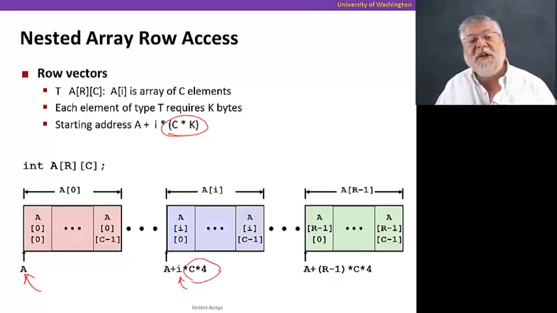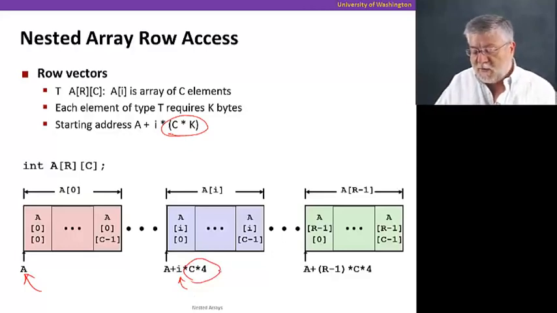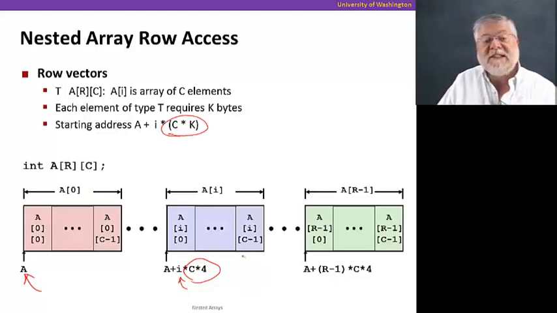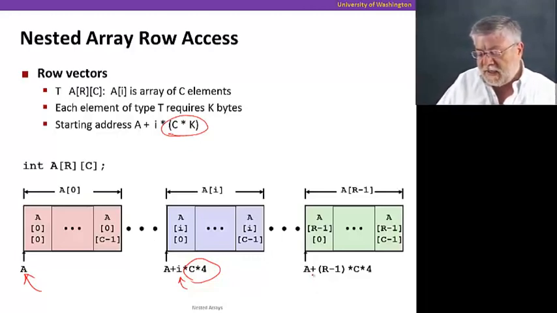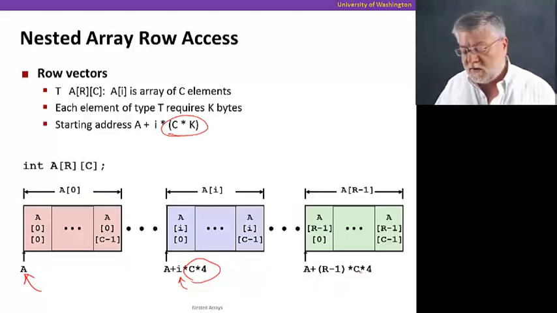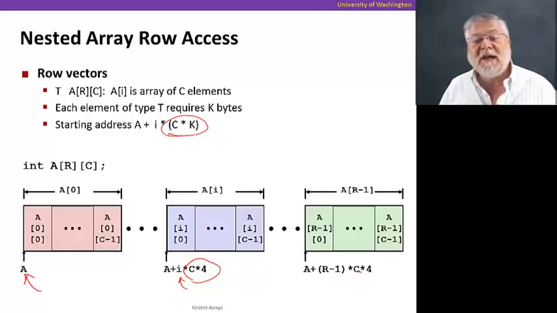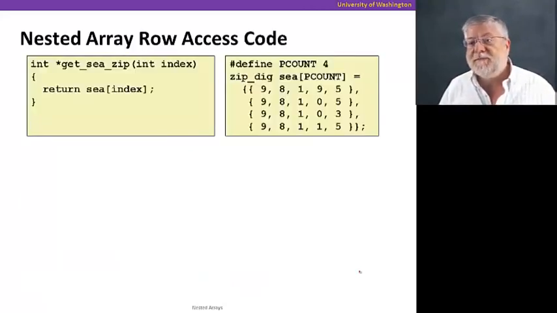In this case, again, for integers, k is 4, and we're multiplying by the index. So the row starting at index 1, which is the second row, would be at a plus c times 4. The very last row would be at a plus (r minus 1) times c times 4. And we could easily have the starting address of each row by doing that basic arithmetic.